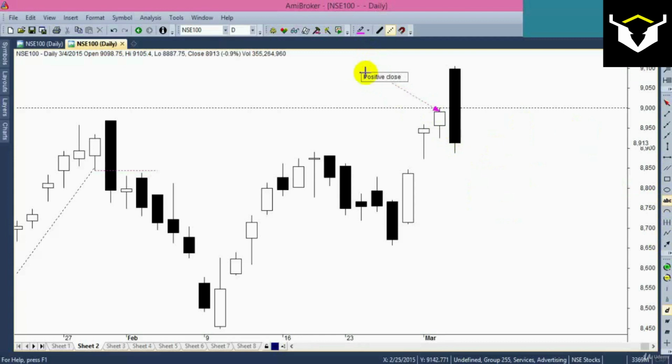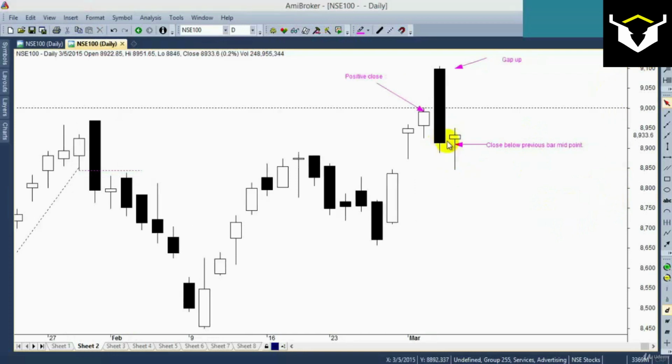positive close, right? Next day gap up and close below midpoint of previous bar. In fact, it closed below the low of previous bar, suggesting a much more bearish implication. Now let's go ahead and add some bars and see what happens next.